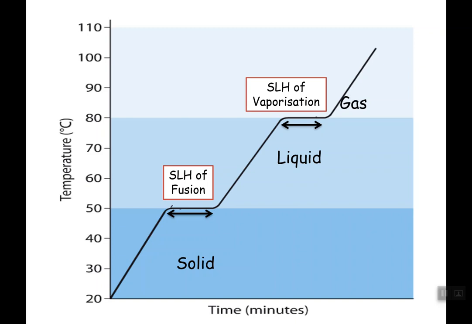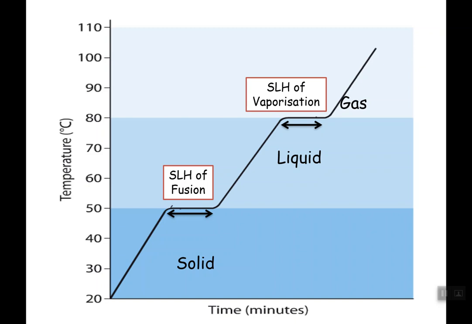It also depends on the change of state. So if you have water, for example, the amount of energy required to melt water is different to the amount of energy required to boil the water. So when we talk about specific latent heat, the amount of energy required to change the state of 1 kilogram of a substance, we have two different specific latent heats. We have the specific latent heat of fusion, which is to do with melting or freezing, and the specific latent heat of vaporization, which is to do with boiling or condensation.